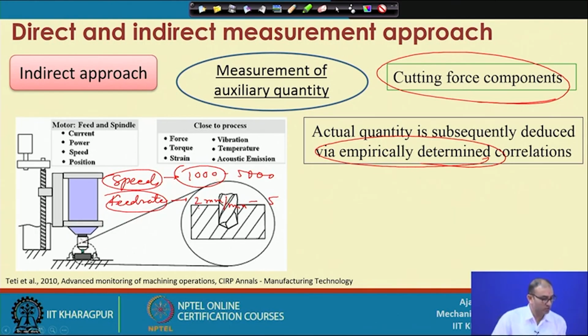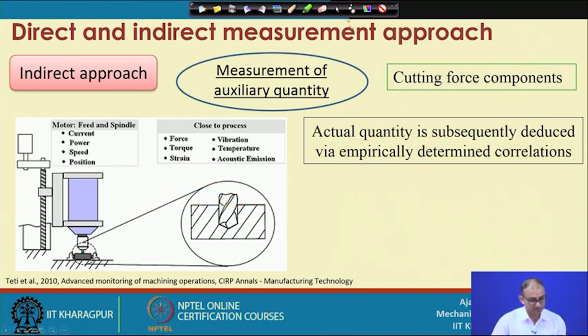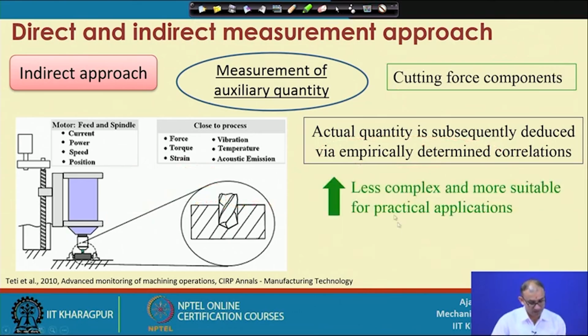Based on that, you then measure the cutting tool wear, and find out how the forces are related to the tool wear and how the forces are related to the alignment of the workpiece, whether it is cutting in a straight line or in a taper turning kind of operation. Every time you will get a different reading. So in this way you have to measure indirectly. It is less complex and more suitable for practical application.